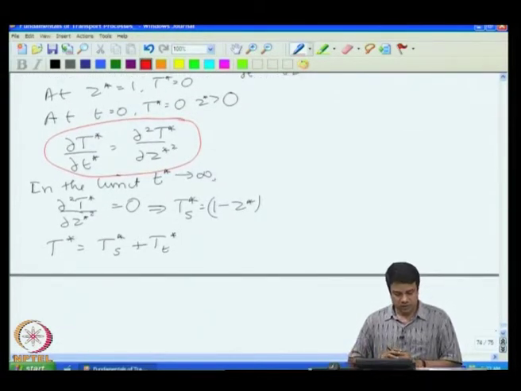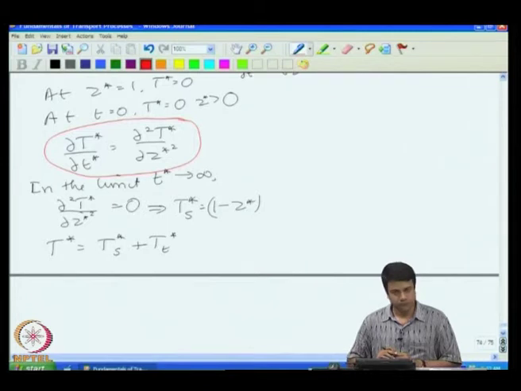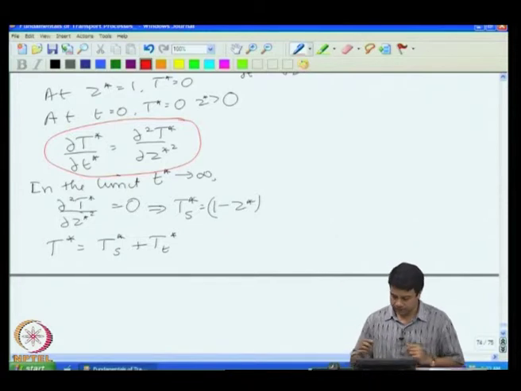Now, I separate out the temperature into 2 parts. One is the steady part and the other is the transient part. We will see later the reason why we do this separation. It is important that we separate out into 2 parts, one is the steady part and the other is the transient part.